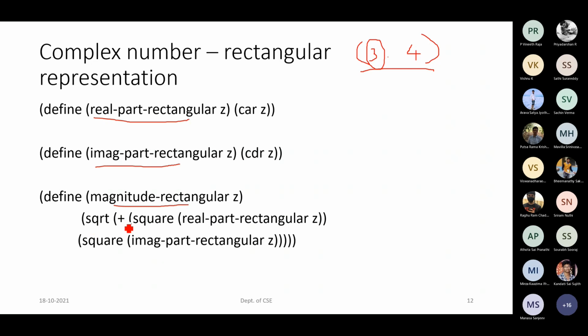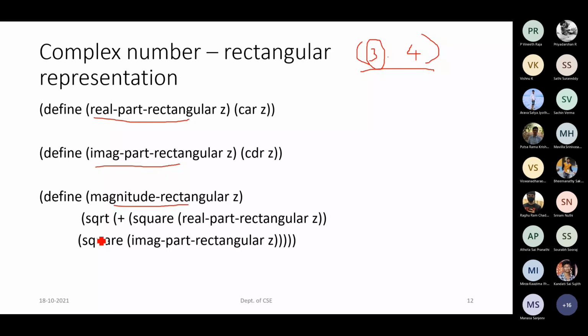We have just written that same thing in this primitive form. Square root of x square plus y square. The plus operator comes first because it is in the primitive prefix format. Plus of the square of whatever content we extract from real-part-rectangle, which gives us the x part. Square it. Similarly, extract the imaginary part and square it, add them, and then apply the square root. So you will get some value from this magnitude-rectangle.